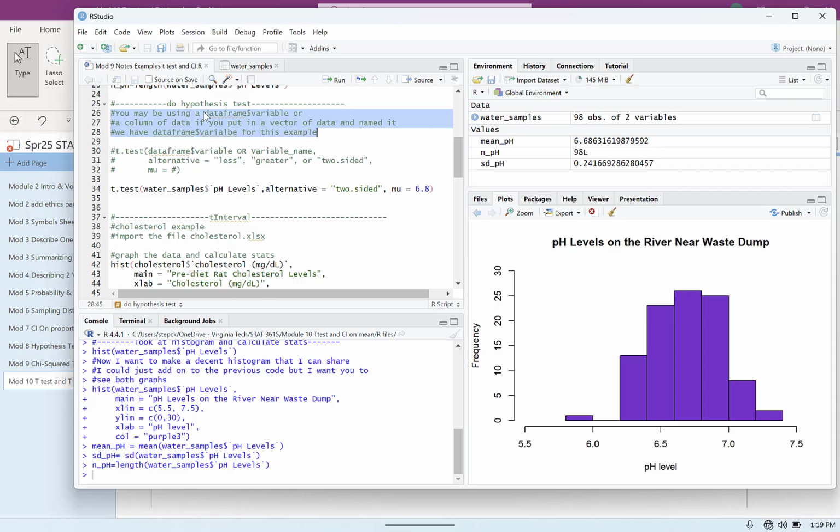So when you do that, you use the t.test function and then either your data frame $ variable or your variable name, then a comma, then your alternative is equal to, and you choose whatever your Ha was. It's either less than, greater than, or two-sided, and you have to know which one you've written down. Then a comma, and remember that less, greater, or two-sided is in quotes, just like it was with the proportion. And then your comma, and then you say mu is equal to whatever the number in the null and the alternative is. So for our example, we have t.test.